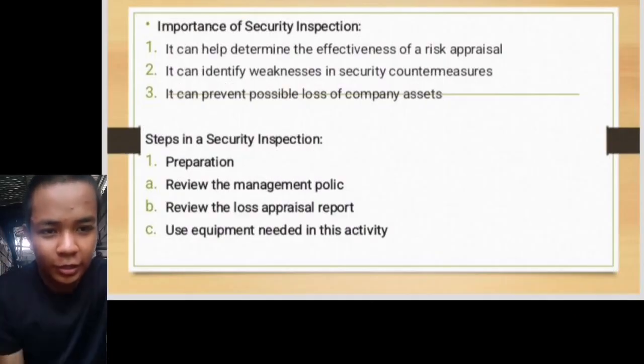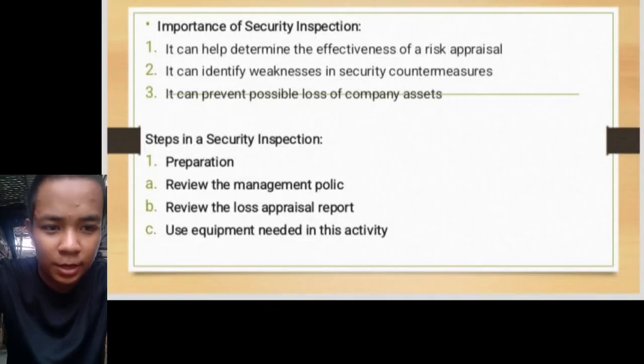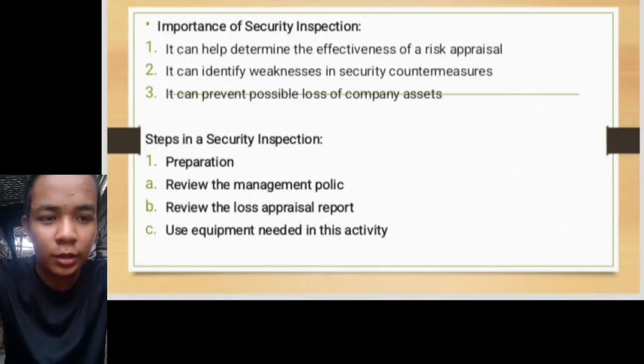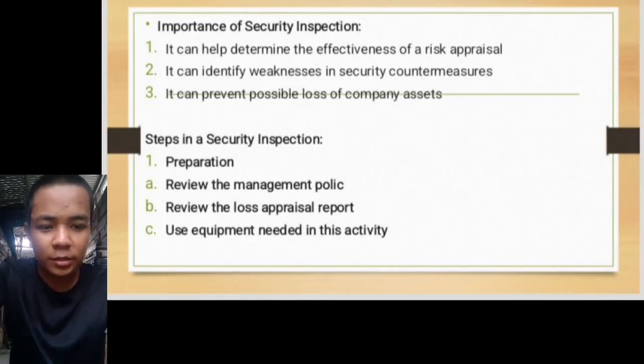Importance of security inspection. 1. It can help determine the effectiveness of risk appraisal. 2. It can identify weaknesses in security countermeasures. 3. It can prevent possible loss of company assets.